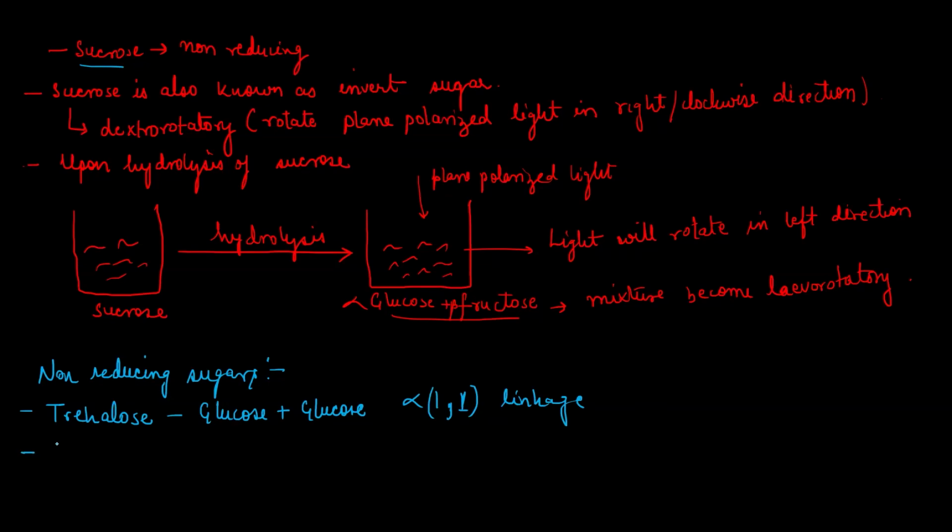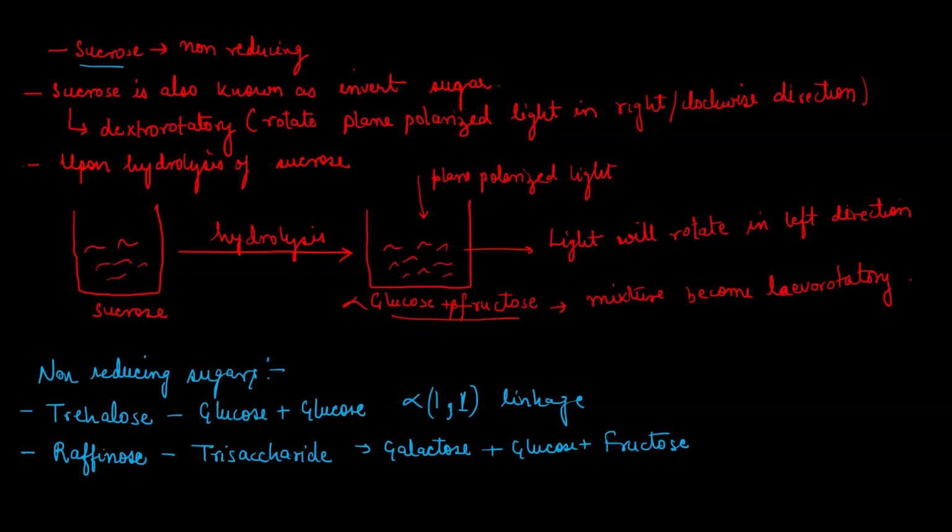The next example of a non-reducing sugar is raffinose. Raffinose is not a disaccharide, but a trisaccharide, made up of three sugar molecules: galactose plus glucose plus fructose. The bond formation between them is done in such a way that none of the carbonyl groups is free. So raffinose is also non-reducing in nature.